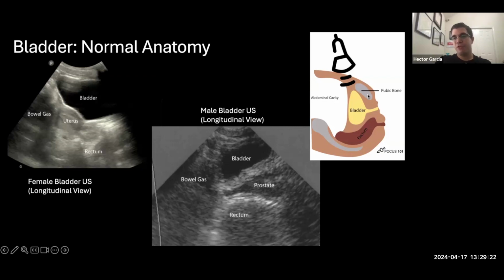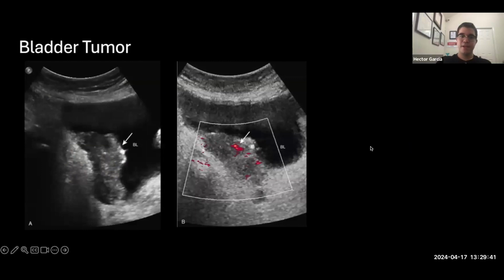And all the echo, you're not going to see anything because all the waves are going to hit the pubic bone, and you're not going to see anything below. So you have to angle the transducer to catch the bladder and avoid hitting the pubic bone.